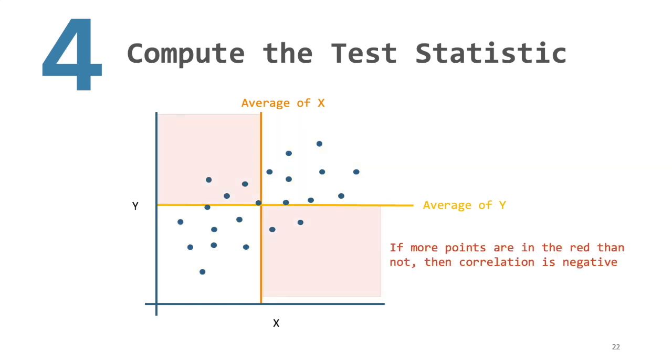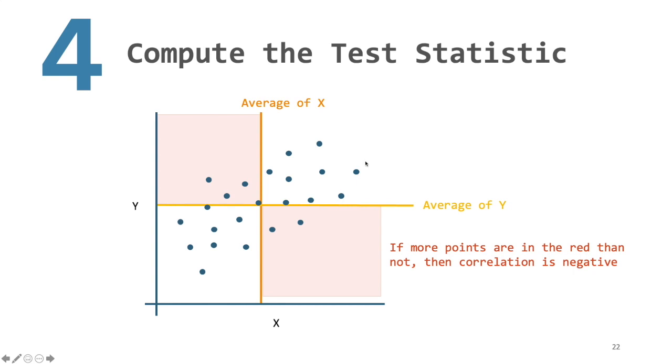And conversely, if more points are in these red places, the negatives, then the correlation is going to be negative. I'm hoping you can see how the z-scores matter here, because it's all about z-scores. Is it a positive z-score or a negative z-score? When you multiply those together, that helps you understand what direction that point is helping the correlation to go.